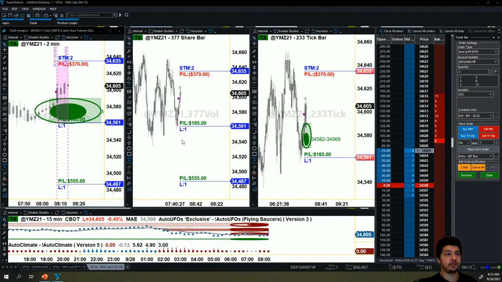Come on down, make a nice big push to the downside so we can close this for either a little bit of profit, at least pay the commission, right?